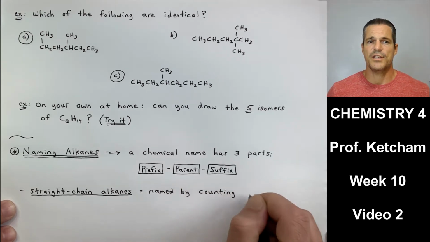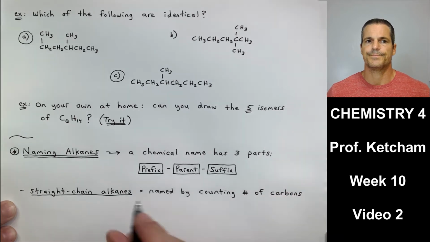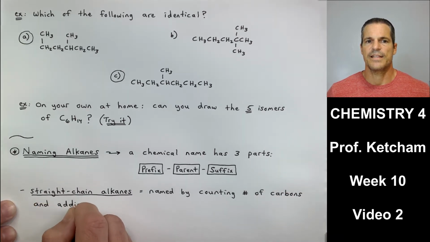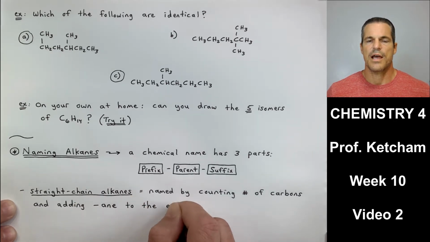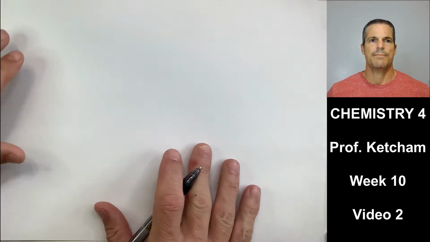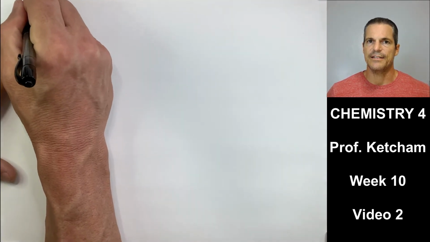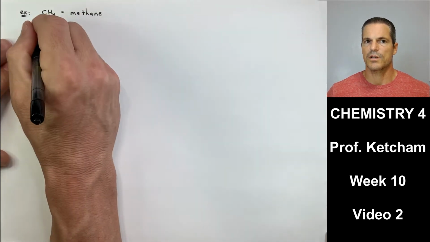All right, but straight chain alkanes are named by counting the number of carbons and adding ANE as an ending. Okay, alkanes are carbon-carbon single bonds, right? So we name them with some sort of ane ending. CH4, simple as it gets, 1 carbon, methane.